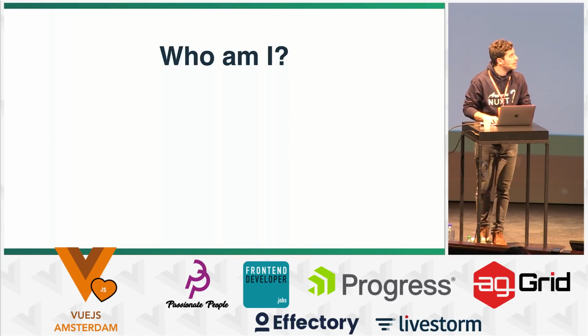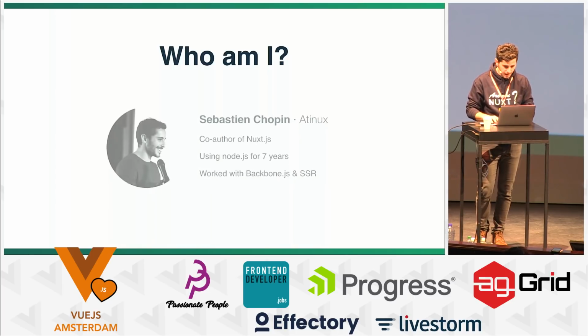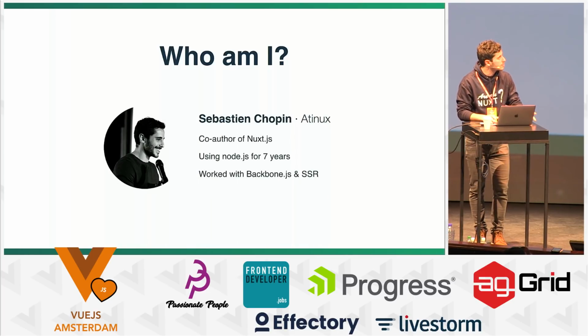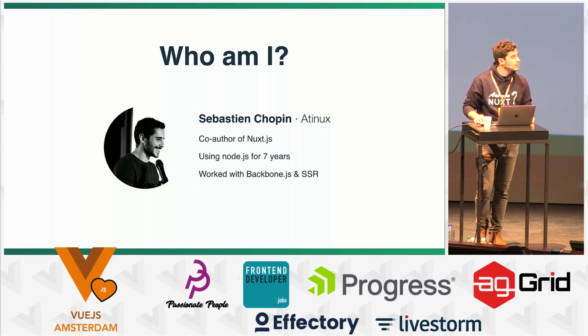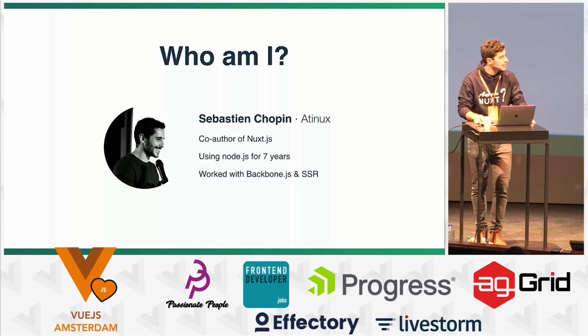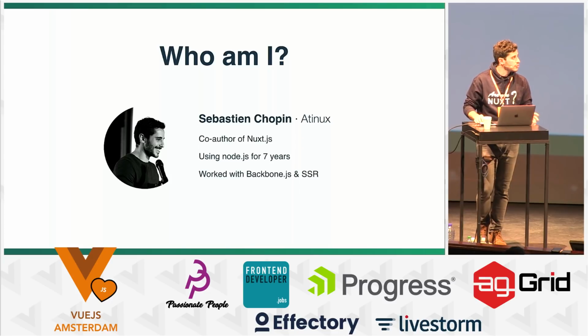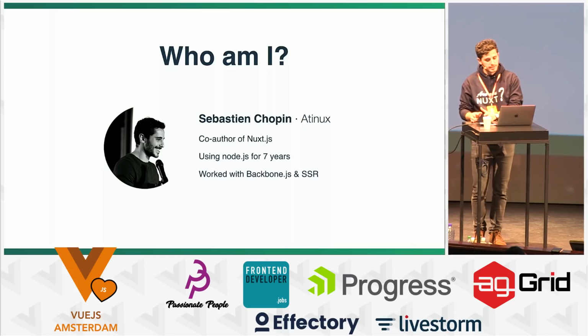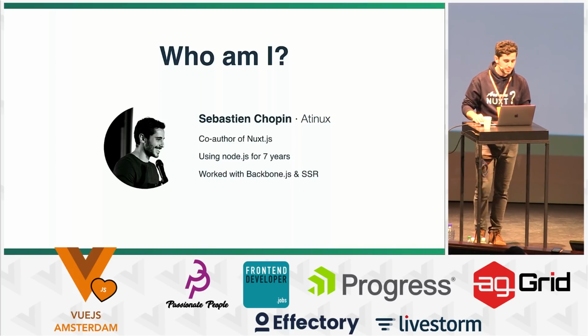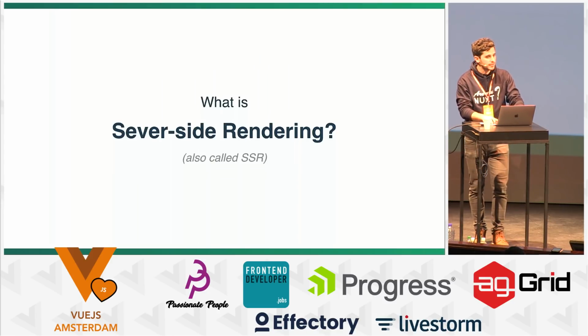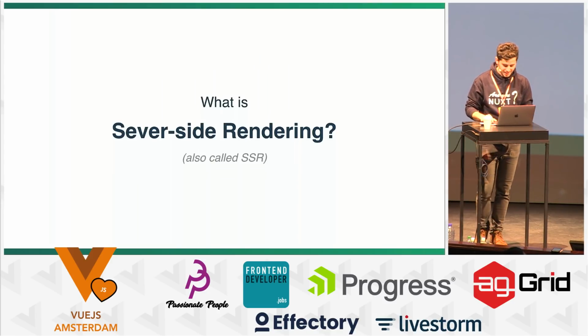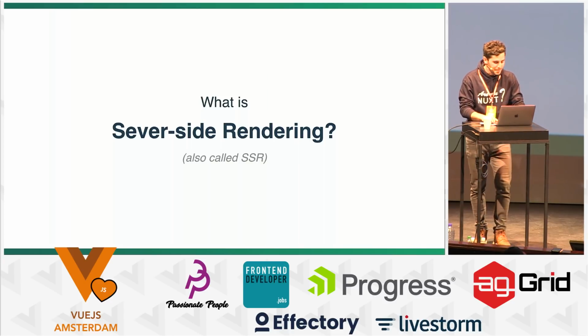So first, who am I? I am Sebastien Chopin. I'm the co-author of Nuxt.js. I've been using Node.js for 7 years now, since version 0.8. I've already done server-side rendering, but it was with Backbone.js. Since it didn't have virtual DOM, I was using Frontend.js and trying to hack a way to do server-side rendering. So when I knew that Vue has virtual DOM and server-side rendering, I was like, yeah!